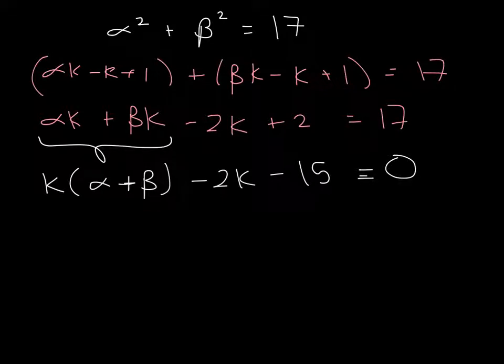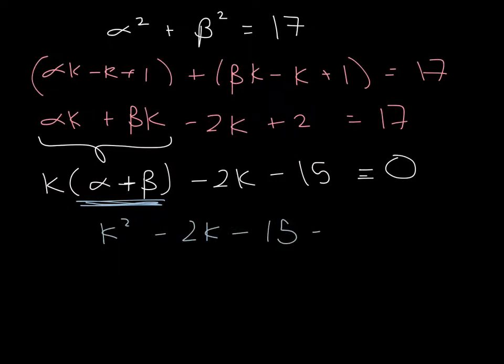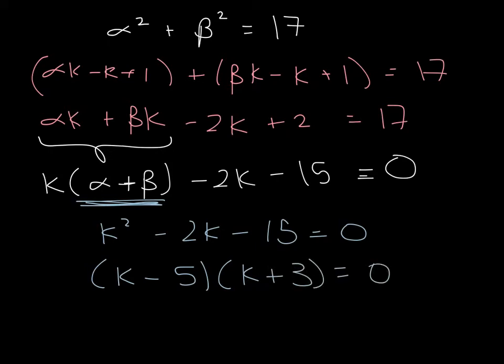And this is the trick. Back at the start, one of the first equations we wrote was that alpha plus beta was equal to k. So this can now be replaced with k. So k times k, we're going to get k squared minus 2k minus 15 equals 0. And that will factorise into k minus 5, k plus 3 equals 0. So your final solution is either k equals 5 or k equals minus 3. Hope that helps.